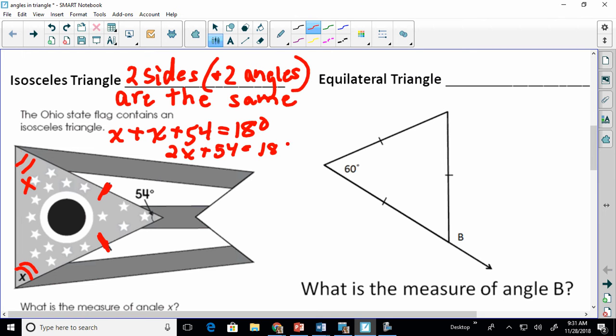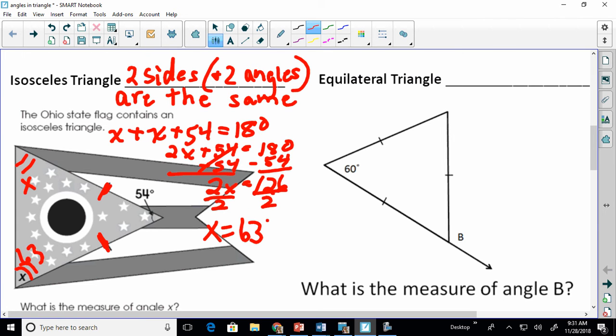Now this is a normal 2-step equation. I need to subtract 54 from both sides. So 180 minus 54 is 126. These 54s go away. I'm left with 2x. Last step, divide by 2. 126 divided by 2, so that would give me my answer for x, which is 63 degrees. So 63 degrees.